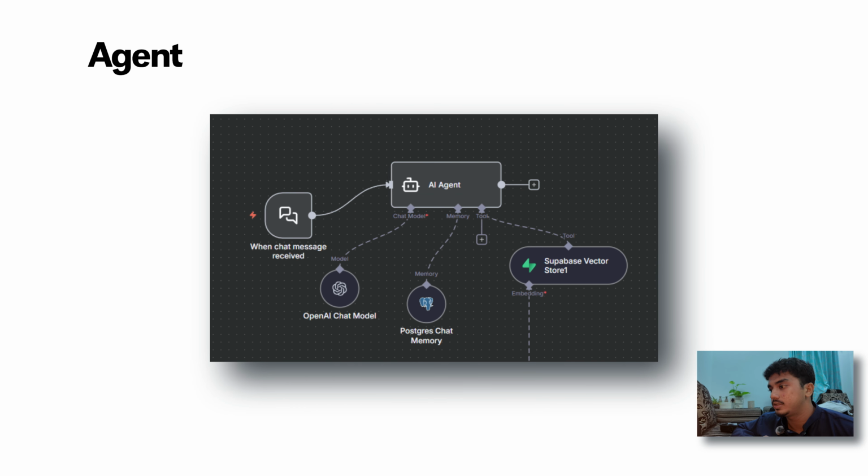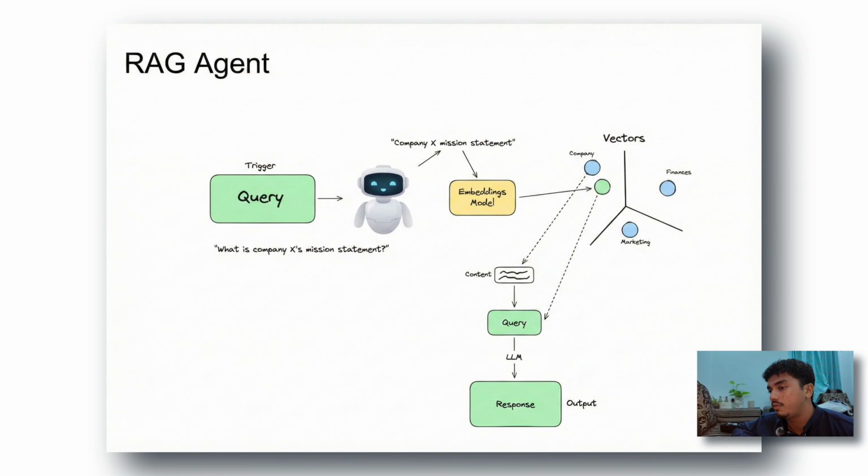And now on the second part of the systems, our data is actually in the vector database, and we have to build an agent that can talk to it. So here's a visualization of how a RAG agent works, and it's a very simple process. The agent gets triggered when we make a query. So that's how it would start off. Let's say in this case, our query is what's the company's mission statement.